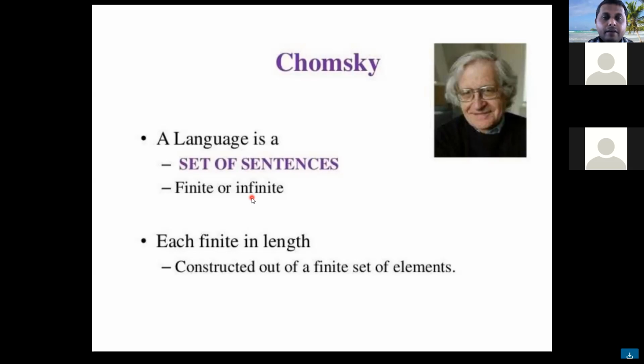Which are the finite elements? Finite means limited. Right? Here, finite elements of a language means the consonants, the vowels, the sounds.